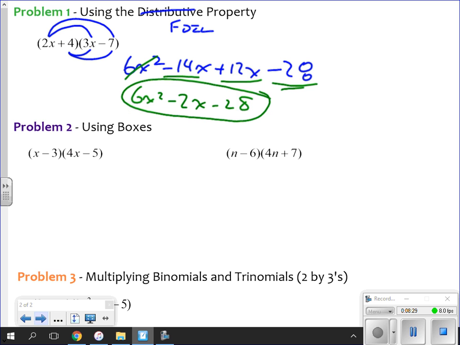Question. First, outside, inside, last. First terms, outside terms, inside terms, last terms. We'll cover everything. And honestly, drawing the little lines like this really does help you keep track of what you're doing.